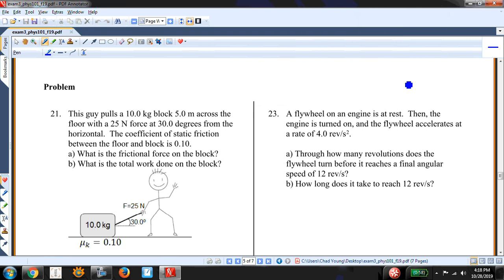Okay, this is exam 3 for Physics 101 in fall 2019.